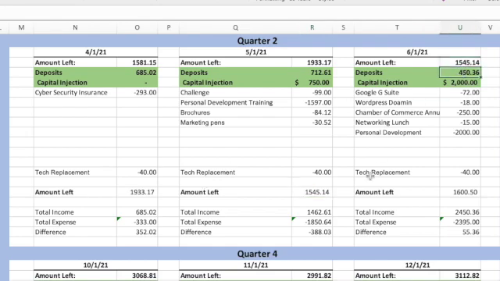And then you've got another deposit into this account for $450, but another capital injection of $2,000. And there were some more expensive items that came out. It looks like there was a Chamber of Commerce annual due, a luncheon, and more personal development. And then again, that tech replacement.